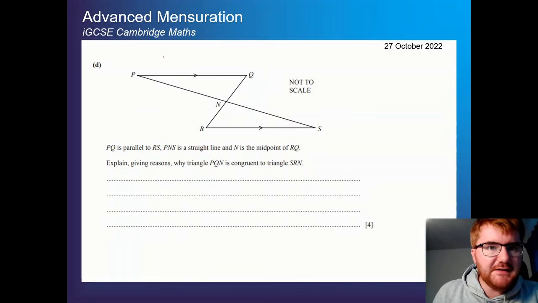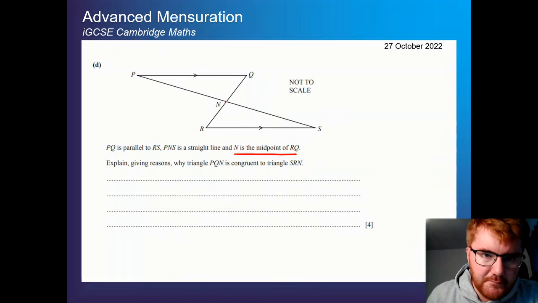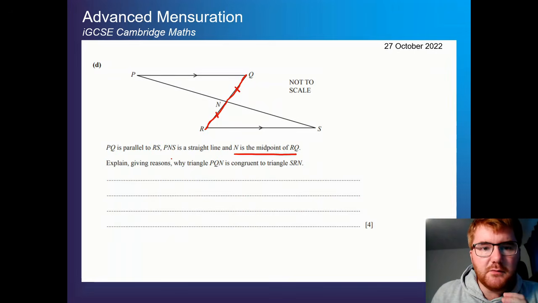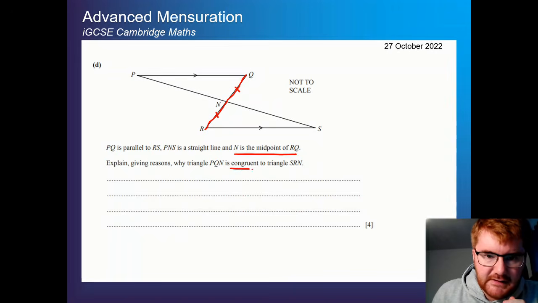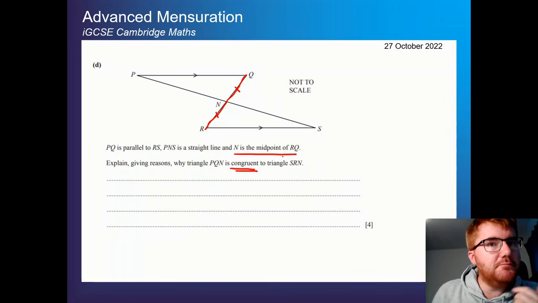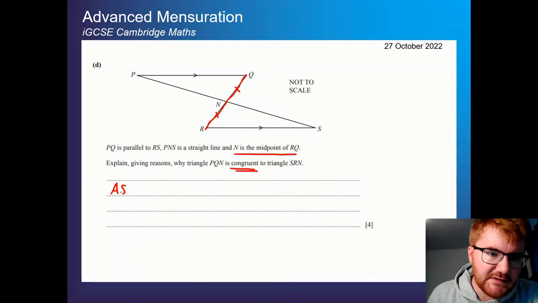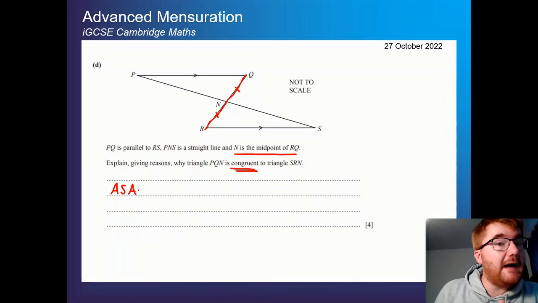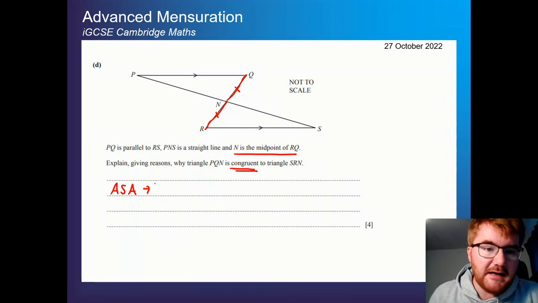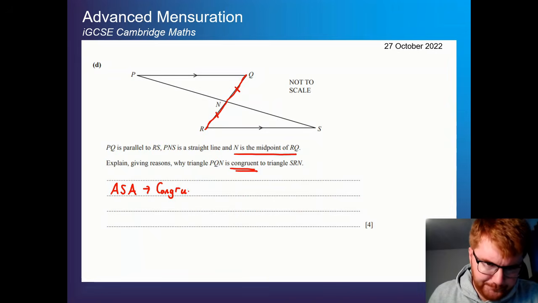And the last part is a kind of non-standard question here. So we've got two parallel lines, so marked on here with the arrows. P and S is a straight line, and crucially here, N is the midpoint of RQ. So with that statement there, what this basically says is that this length is the same as this length. And we need to explain, giving reasons, why triangle PQN is congruent, so that's a really important word here, to triangle SRN. Now, there are a couple of ways you can show congruency. I'm going to take the approach of angle, side, angle. So if I can show that two angles and one side are the same, then it means it's congruent.